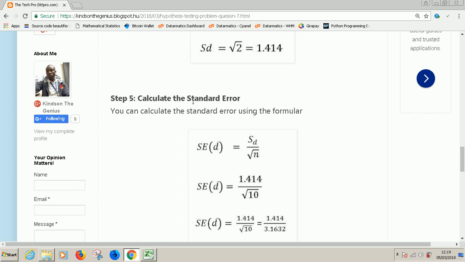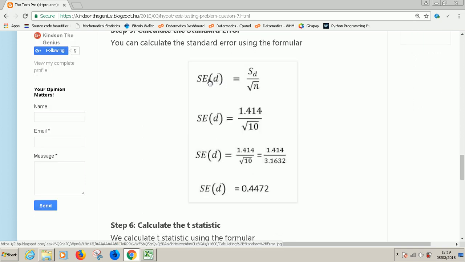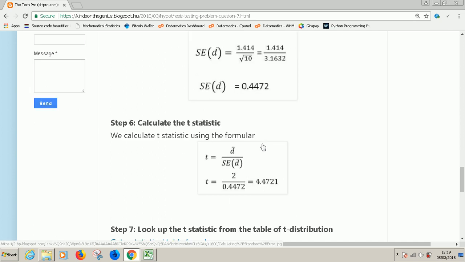Calculate the standard error. That is step 5. This you can calculate using the formula: standard error of d is equal to SD over root n. We already have SD and we have root n, and n is equal to 10. When we do this, we have the standard error to be this.